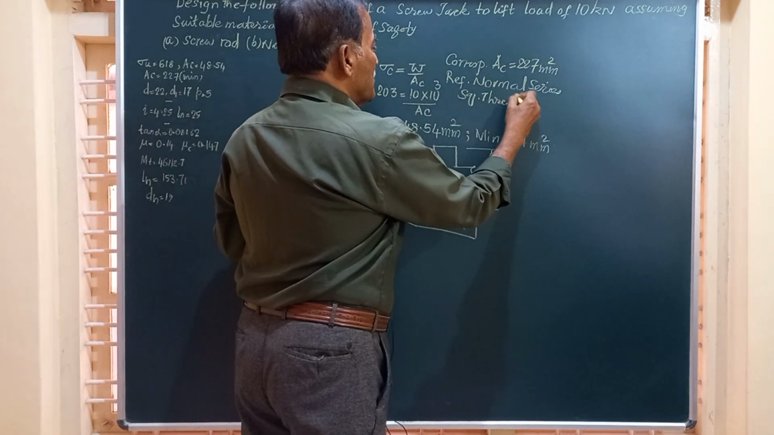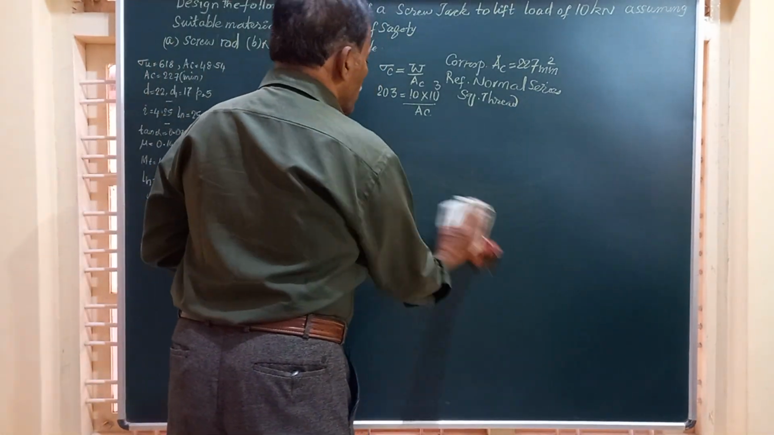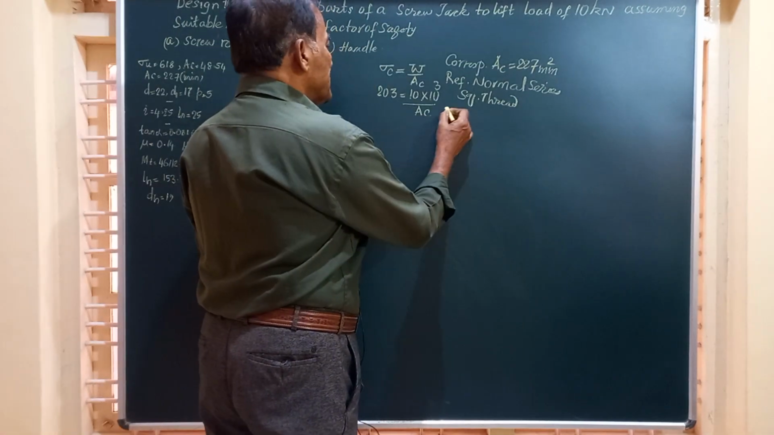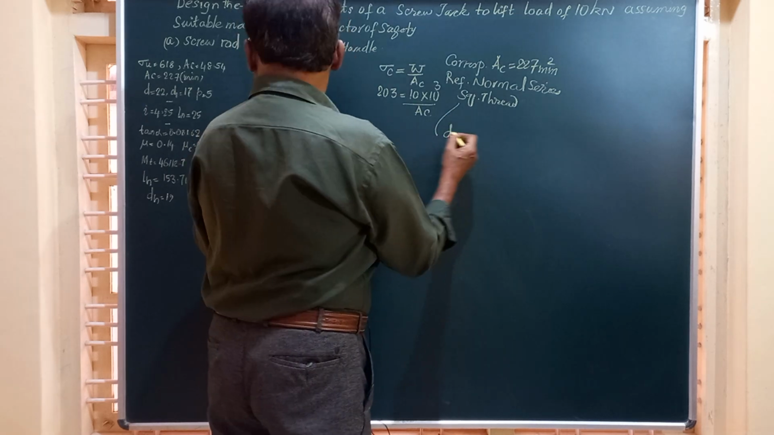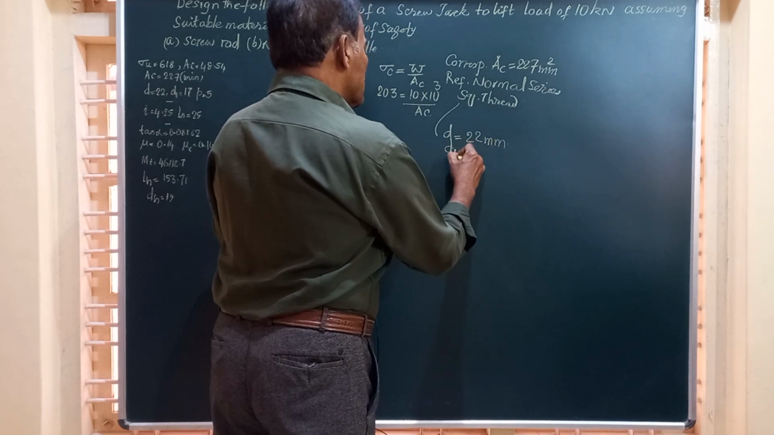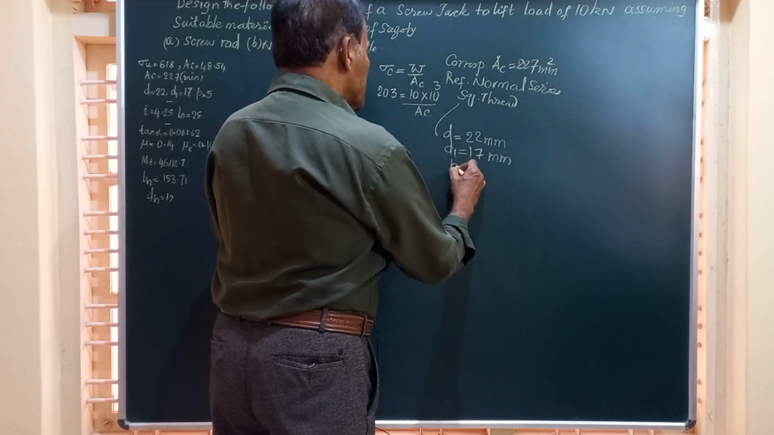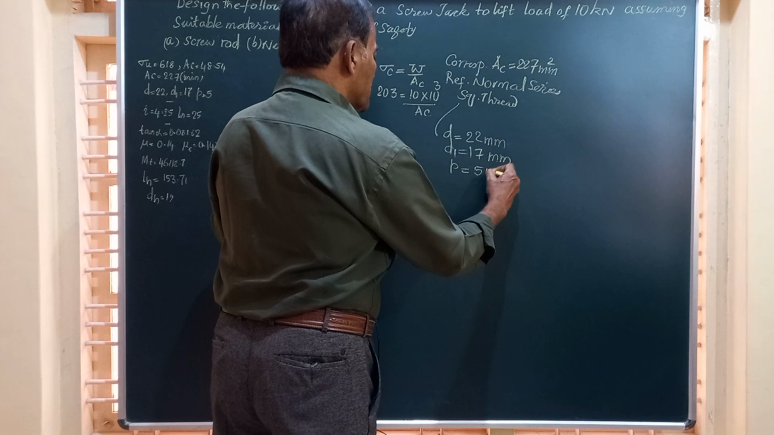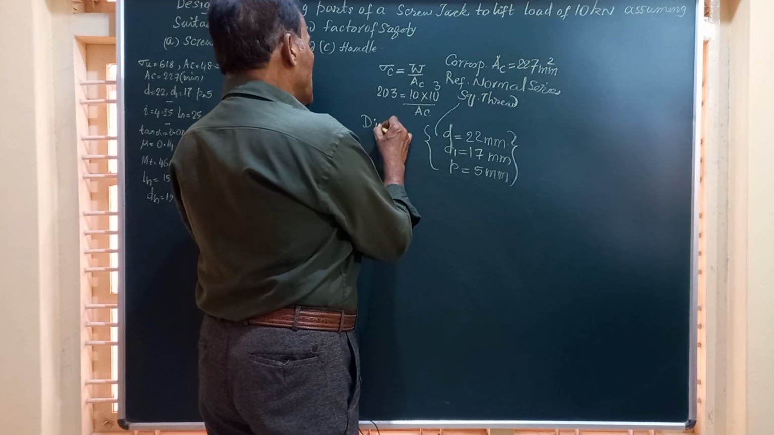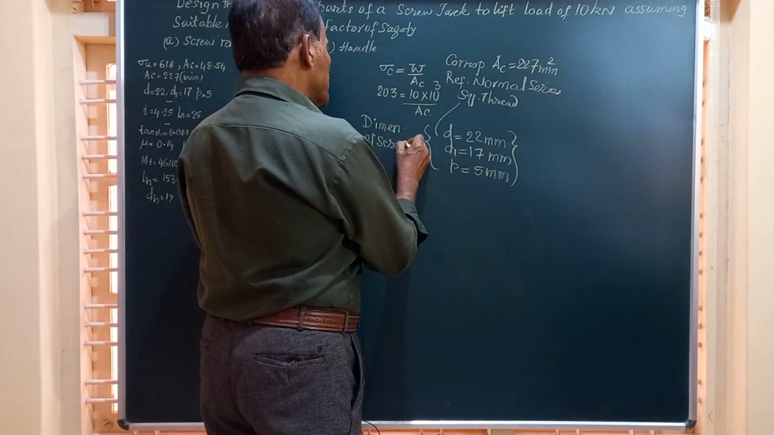I'll just write down what the values are. So we have the core area 227, and the value of this outside diameter D is equal to 22 mm. Then d1, the core dia, the minimum dia, is 17 mm, and pitch is equal to 5 mm. Friends, these are the dimensions of the screw rod. I will say here, dimensions of screw rod. You should just show them like this.